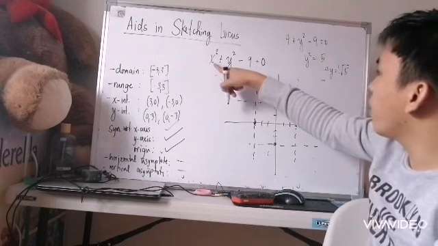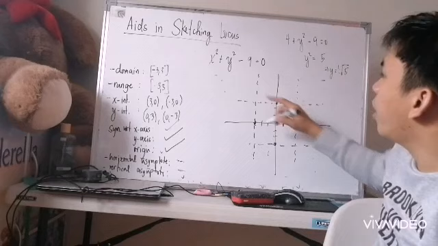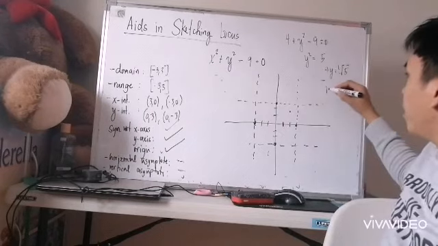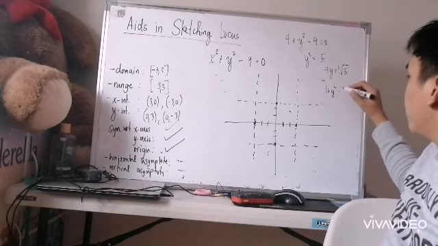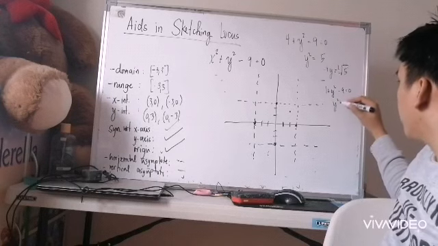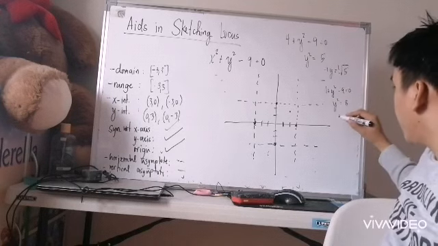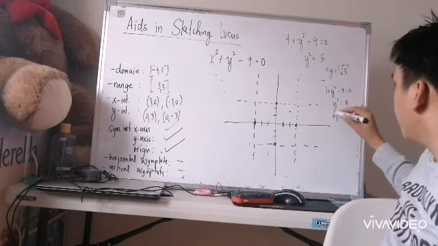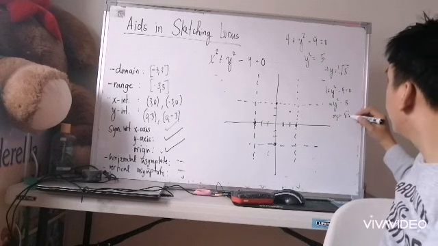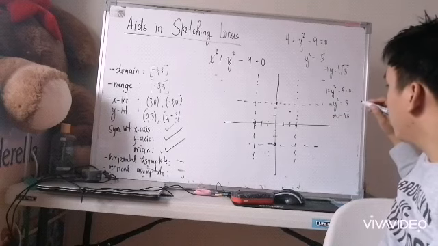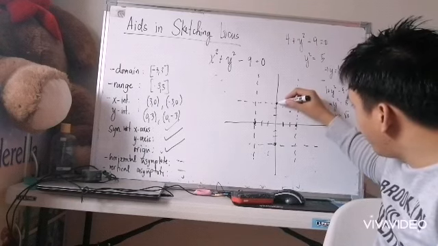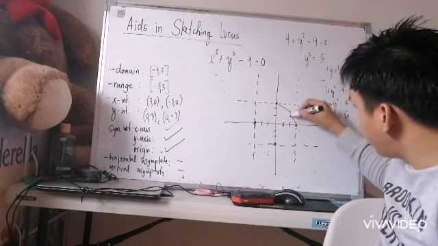If I substitute x by 1, this becomes 1 plus y squared minus 9 equals 0. So you'll have y squared equals 8, implying that y equals square root of 8 here. So that's probably somewhere here. If you sketch here, it's something like this.